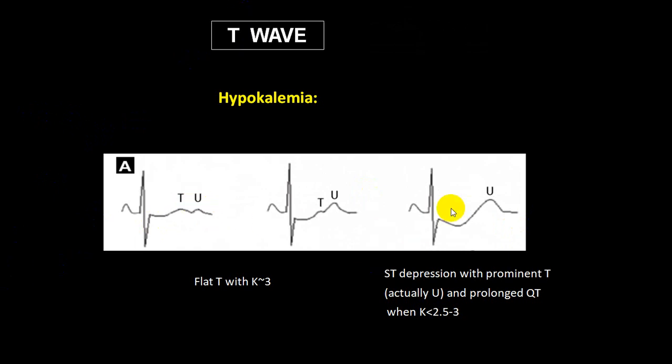So as the potassium becomes less and less, closer to 2.5, you will have U wave appearance with ST segment downsloping and ST segment depression, and the T wave will disappear. And there will be prolongation of the QT interval. So that is in favor of hypokalemia.